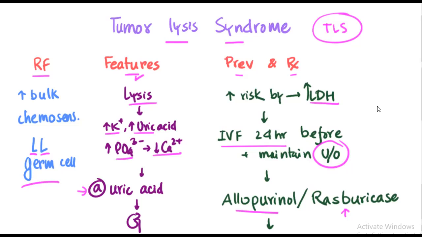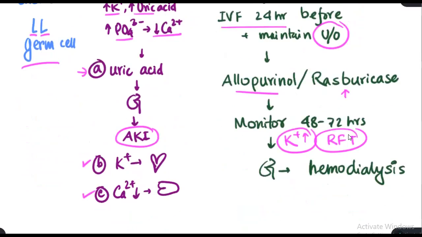The prevention is by risk stratification by doing LDH, giving IV fluid 24 hours before starting the chemotherapy, maintenance of an adequate amount of urine output, giving uric acid lowering agents such as allopurinol and rasburicase, monitoring the patient after chemotherapy for 48 to 72 hours, especially with renal function test and potassium, and giving the patient dialysis whenever we have renal injury.